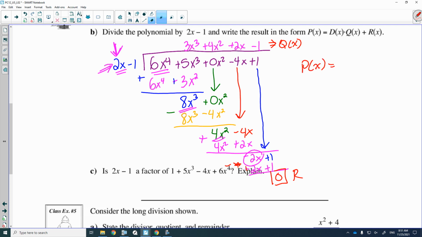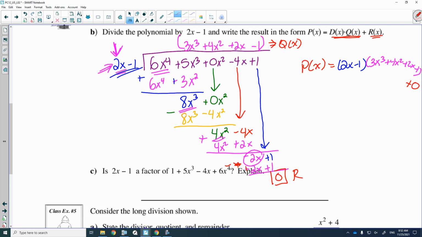And remember that in order to get that polynomial function, it is dq plus r. So my divisor was 2x minus 1. So right there's my divisor. My quotient was this, and that would be 3x cubed plus 4x squared plus 2x minus 1. And then my remainder would be plus 0.